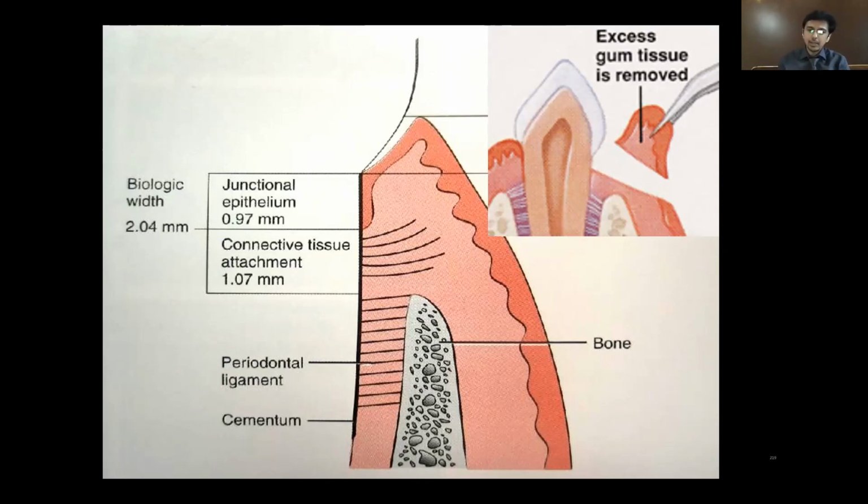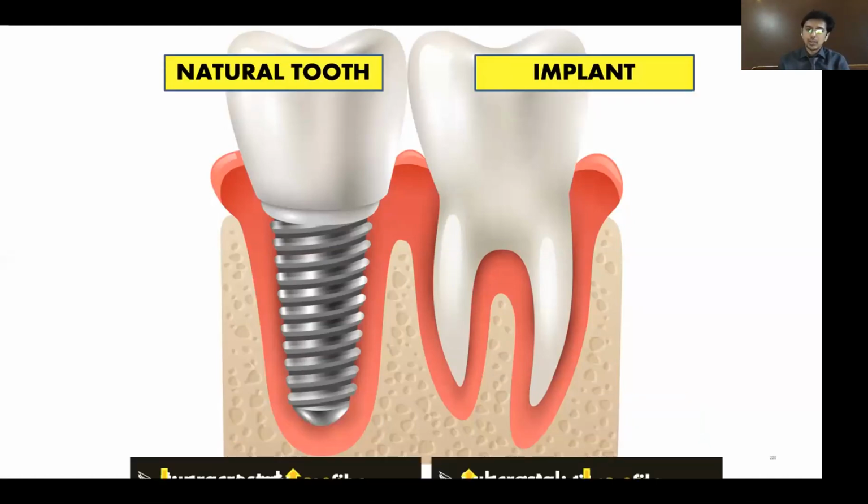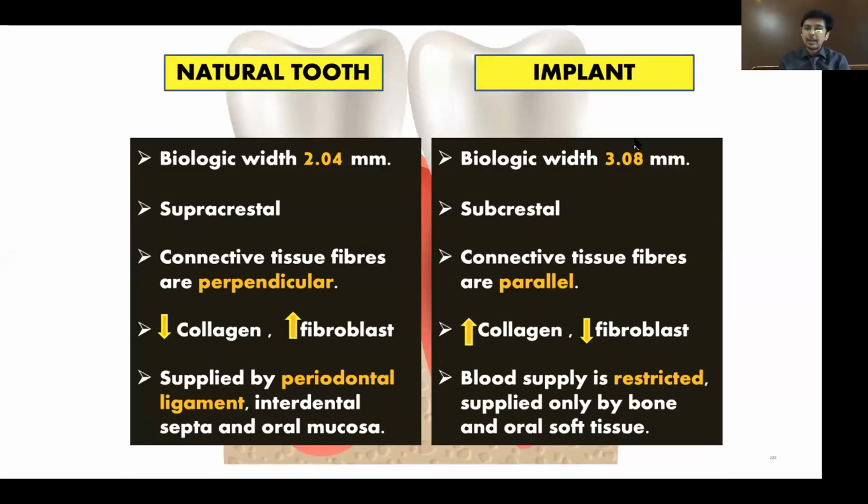Okay, it becomes even more important with regard to implants. For a natural tooth it is 2 millimeter. With regard to an implant, it is roughly 3 millimeter. This 3 millimeter is the width which is required around the implant. Around an implant, bone loss occurs more. The reason for that basically is because a very crucial tissue, the periodontal ligament, is not there.